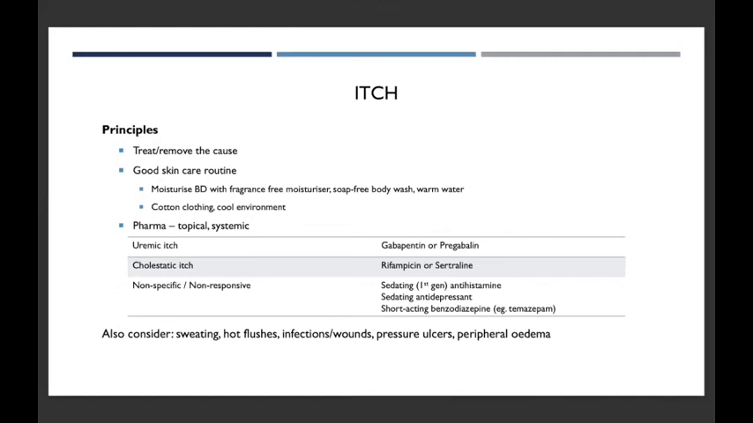So if it's from a uremic point of view, we can go with the gabapentoids, so gabapentin or pregabalin. If it's from a cholestatic point of view, we can go with rifampicin or sertraline. If it is not really responding to anything, or it's not specific, so we can't really do much, when having trouble really getting control of it, and then needing help sleeping, then we can give them a sedating antihistamine, such as a first-generation antihistamine.